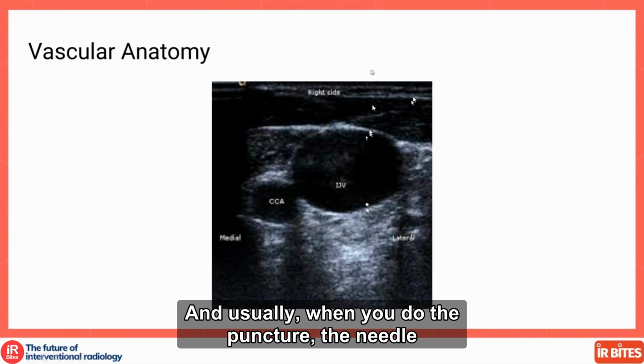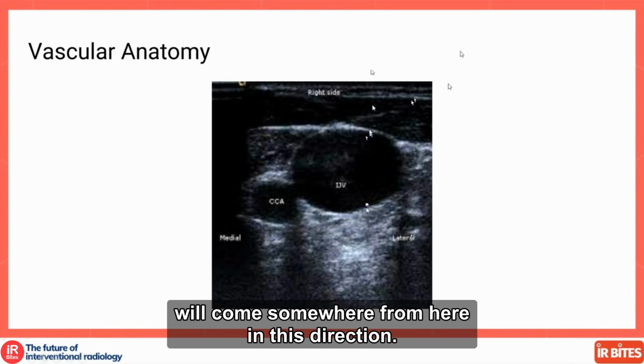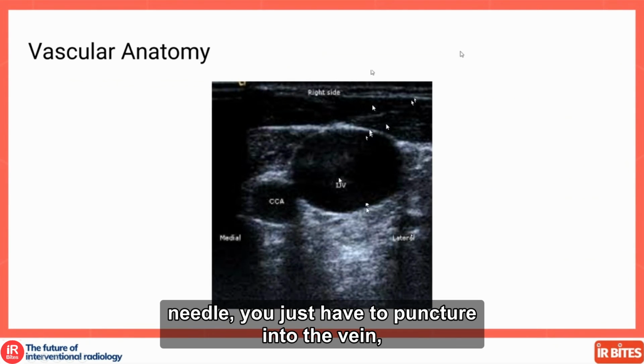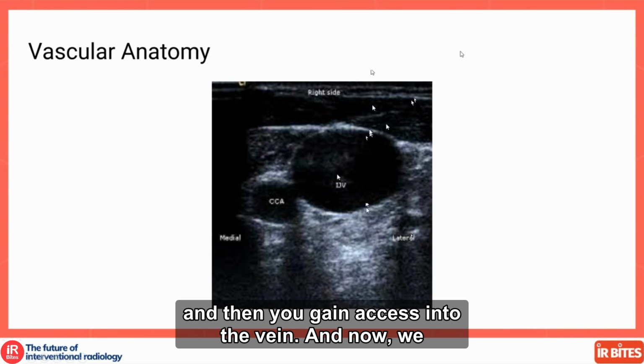Usually when you do the puncture, in this view the needle will come from here in this direction. Then when you visualize the tip of the needle, you just have to puncture into the vein and then you gain access into the vein.